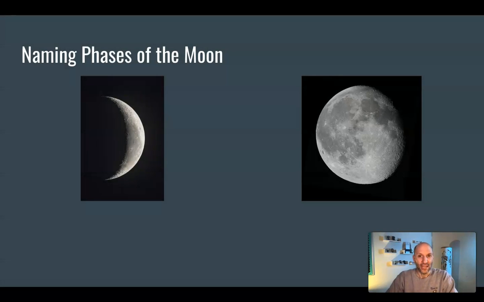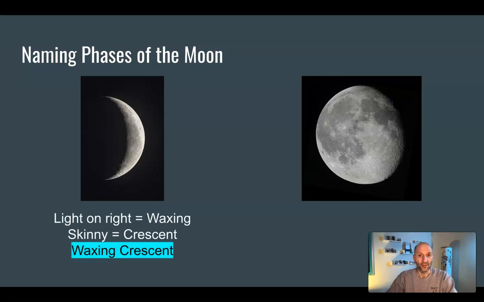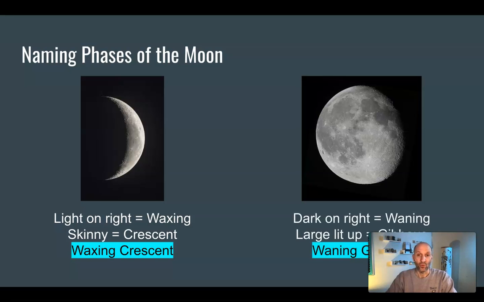So we can put these two together. In the example on the left, I can see that the light is on the right, so this is a waxing phase. I see it's that skinny shape, which is a crescent, and so this is a waxing crescent. In the example on the right, I notice that the shadow is on the right, so it's a waning phase, and it's got that big, more than half full look, so that's a gibbous. So this one would be a waning gibbous.